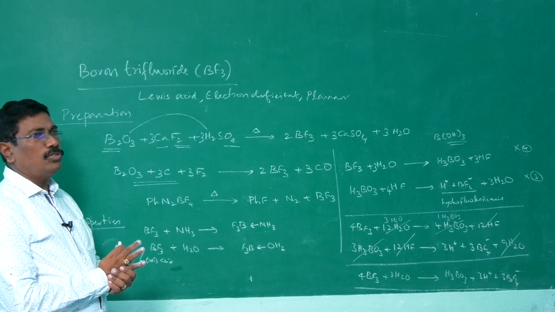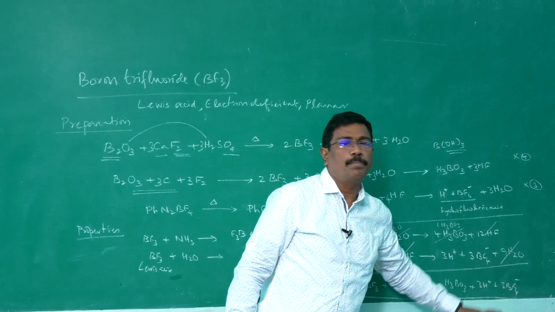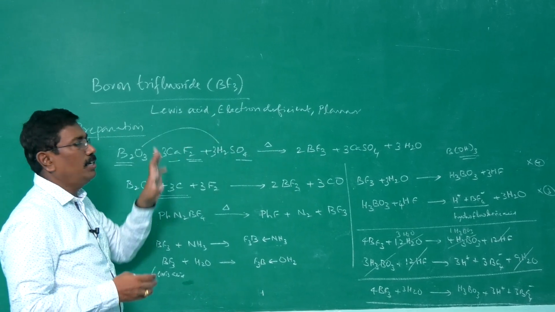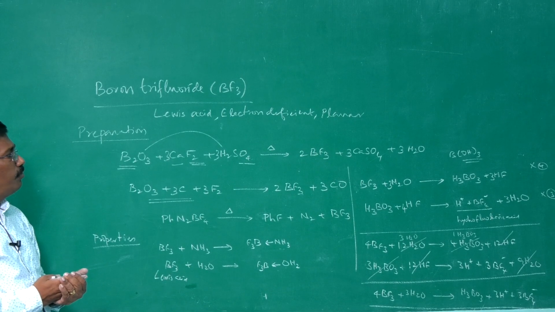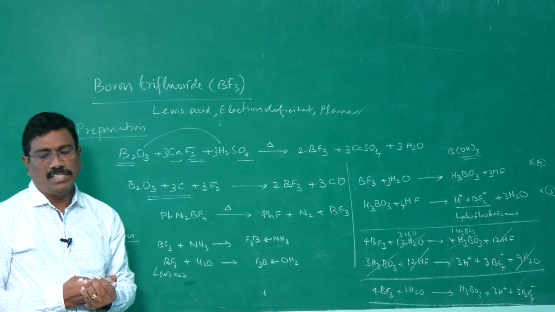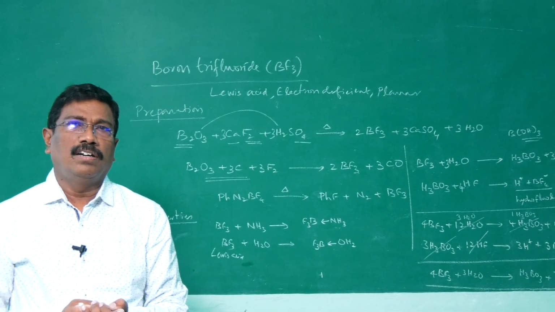Now, it is used in the preparation of hydrofluoroboric acid. Hydrofluoroboric acid can be prepared from BF3. It is a catalyst. Usually Lewis acids are catalysts. It is a best fluorinating agent. So it is used as a fluorinating agent. So these are all the preparation, properties and uses of boron trifluoride.